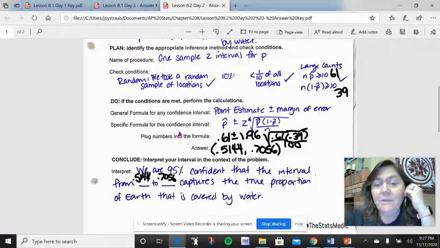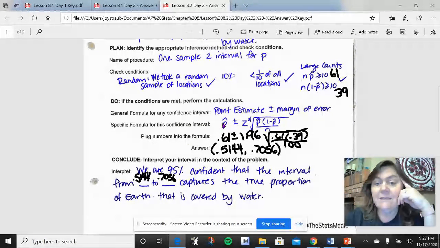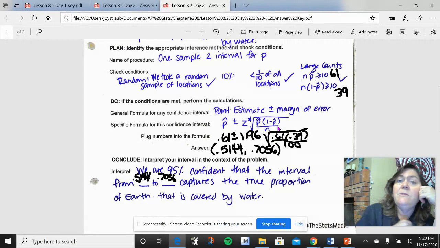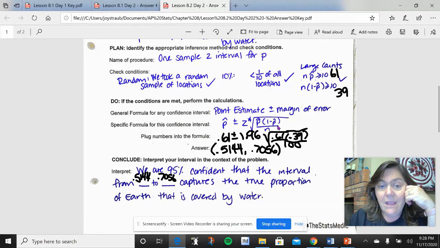The general formula is your point estimate plus or minus the margin of error. The specific formula for what we're doing is p-hat plus or minus z star times this. This is on your formula sheet. This standard deviation piece is also called the standard error of the sampling distribution. So I plugged in the numbers here, and this is the CI that I got. Hopefully you did too. I'll go check in Edpuzzle.